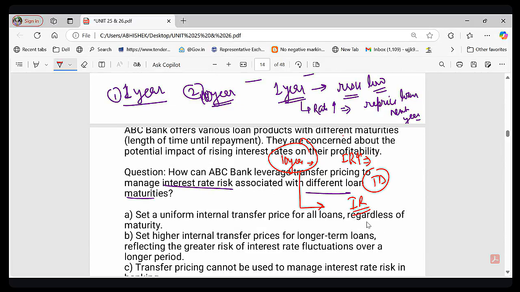Suppose I ask you a question, in which case, in which loan, either 1 year loan or 10-year loan, will interest rate risk be more? Just type your answer, 1 year or 10 year. In which case interest rate risk will be more?